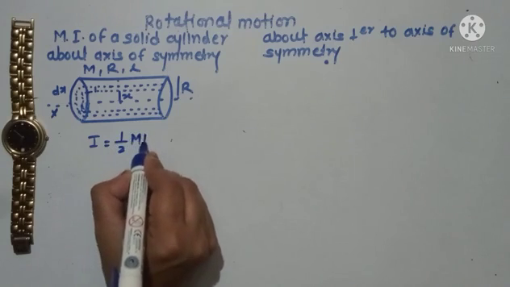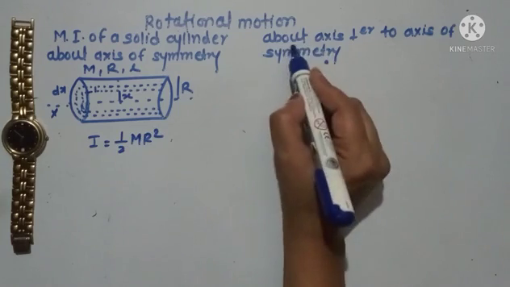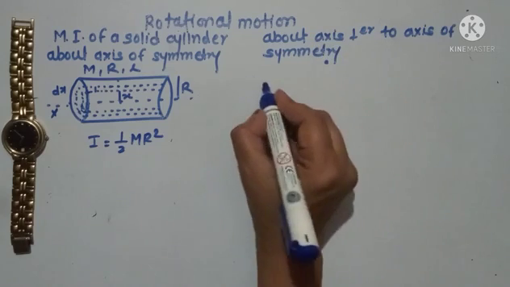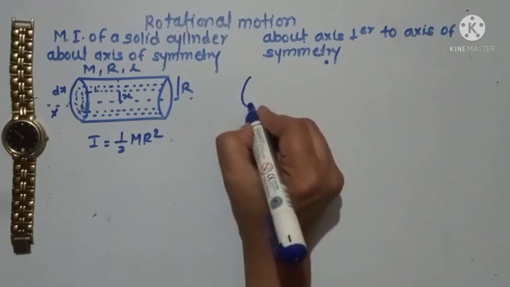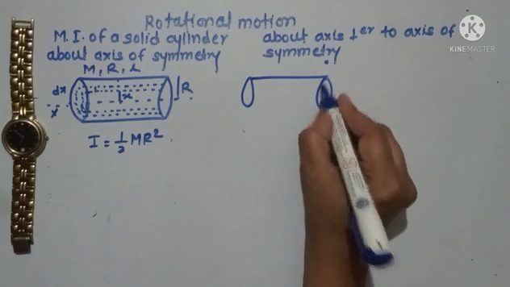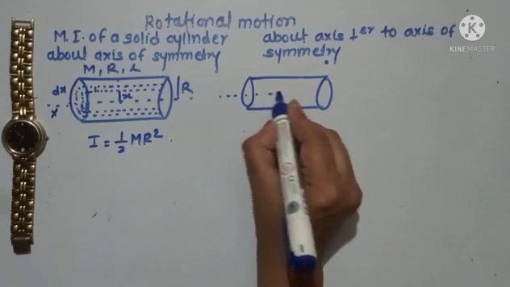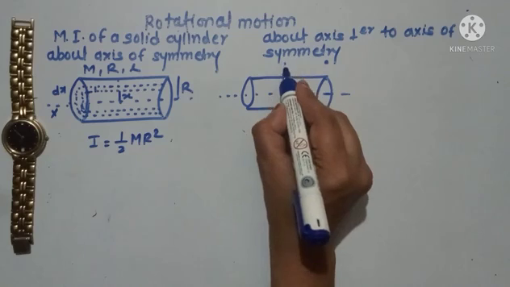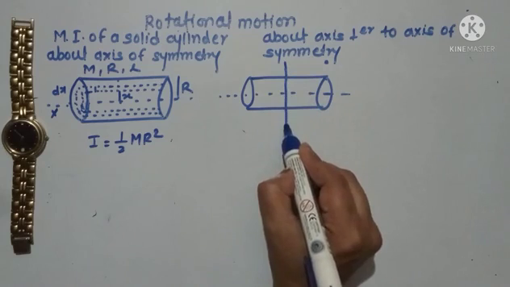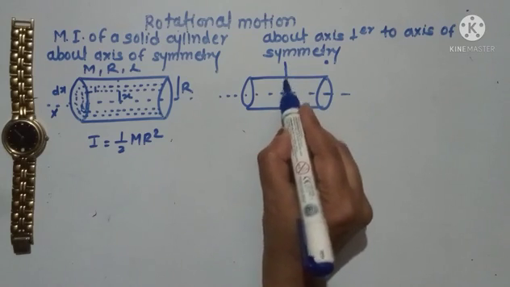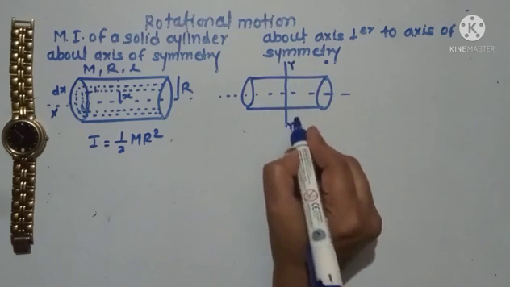1/2 m r square. Now let us see what is the moment of inertia of the solid cylinder about the axis perpendicular to the axis of the cylinder, the axis of the symmetry. Now this is a solid cylinder, and this is the axis of the symmetry, and now we have to find the moment of inertia about the axis perpendicular to the axis of the symmetry. Now this is the axis perpendicular to the axis of the symmetry. Let us call this y dash.